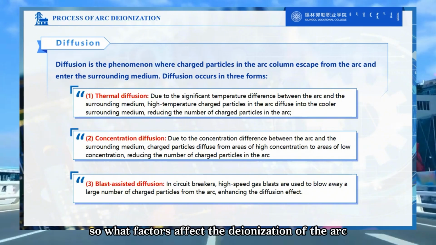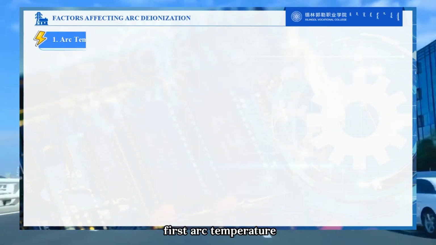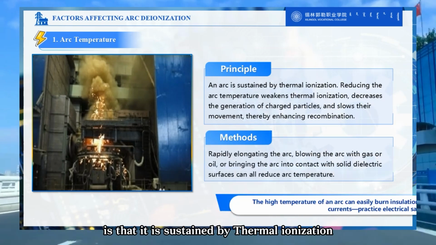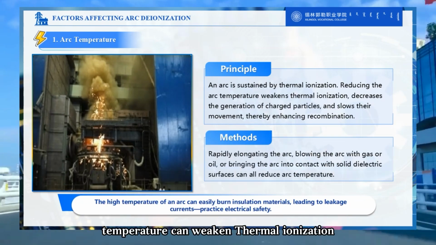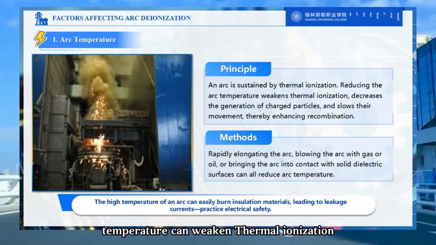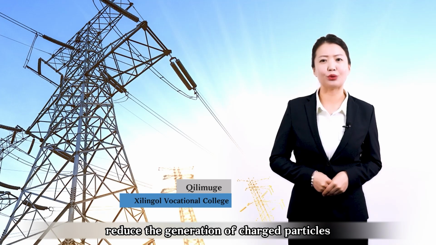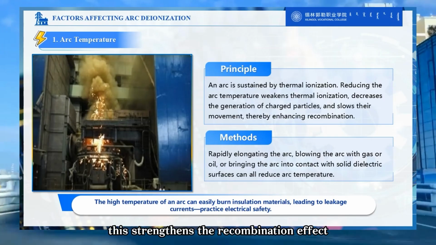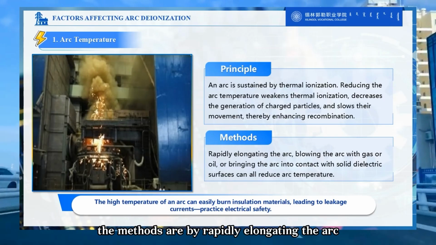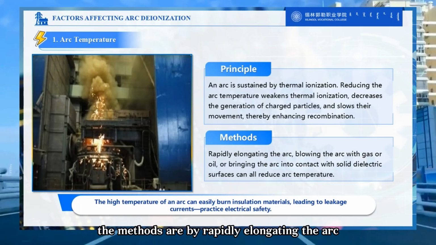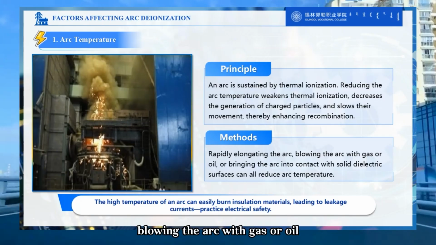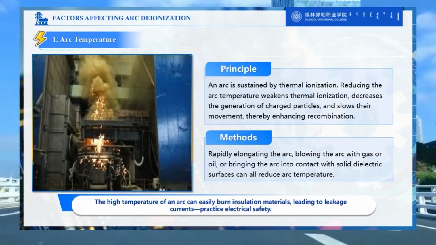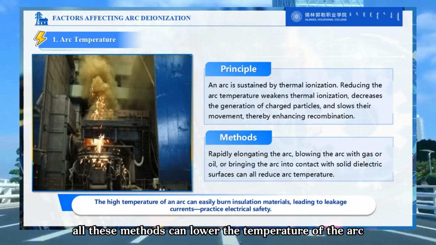So, what factors affect the deionization of the arc? First, the arc's temperature. Its principle is that the arc is sustained by thermal ionization. Lowering the arc temperature can weaken thermal ionization, reduce the generation of charged particles, and simultaneously reduce the velocity of charged particles. This strengthens the recombination effect. The methods are by rapidly elongating the arc, blowing the arc with gas or oil, or bringing the arc into contact with the surface of a solid dielectric. All these methods can lower the temperature of the arc.